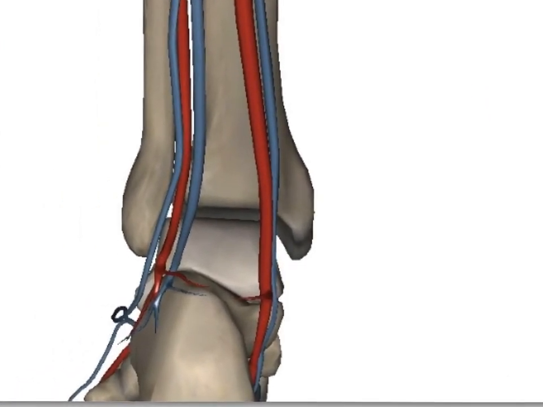So going from laterally to medially, looking at our venous supply, what you can see here is, like I said, moving from the lateral side to the medial side, the small saphenous vein. Now we know that this is our peroneal artery, so this must be our peroneal vein. We know that this is our posterior tibial artery, so this must be our posterior tibial vein.